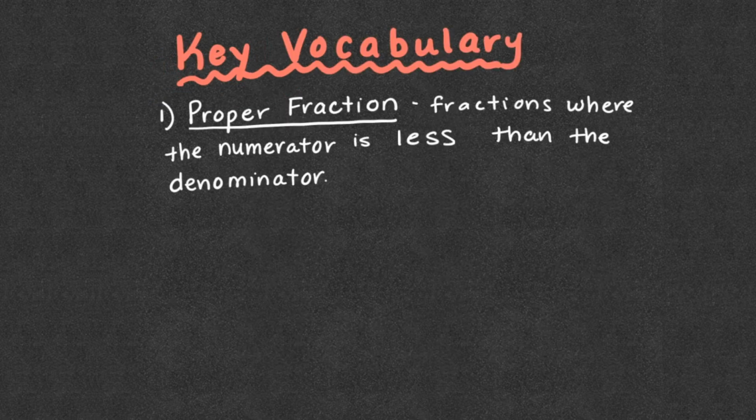When we deal with proper fractions, that's fractions where the numerator is less than the denominator. So if our denominator, say, was 10 and our numerator was 7, 7/10 is a proper fraction because the numerator is less than the denominator, and all proper fractions are less than 1 whole.